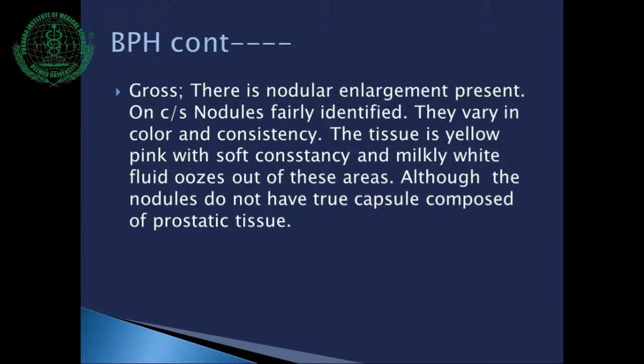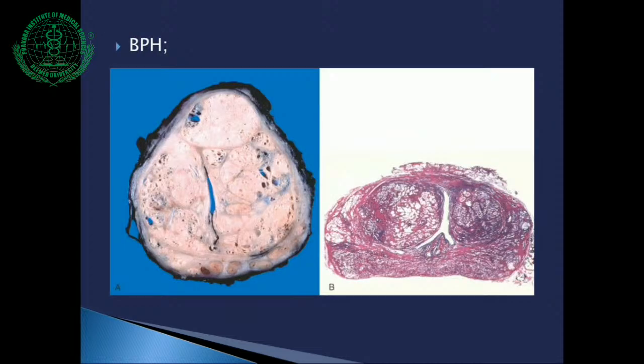On gross examination, the characteristic finding in BPH is a nodular enlargement of the prostate, which indicates that it is a benign lesion. Characteristically, it shows the presence of nodularity. On the cut section, there is a homogeneous white consistency. This is the gross picture of the prostatic hyperplasia or benign prostatic hyperplasia.